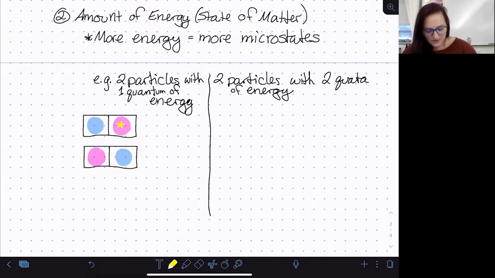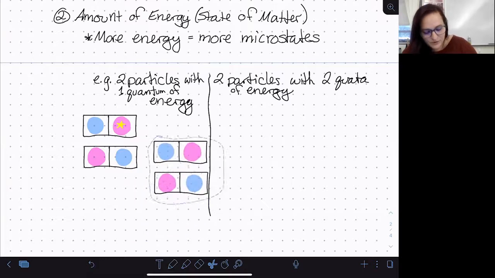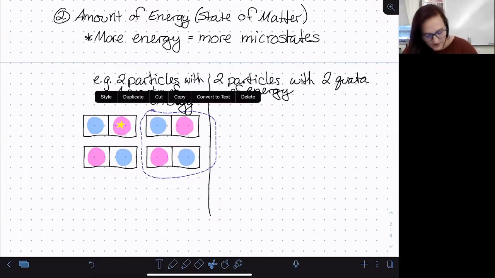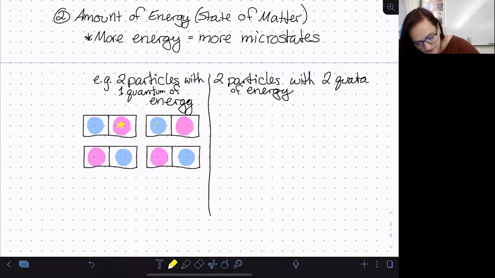I can have that energy on the blue particle, or I can have that energy on the pink particle. Those are different microstates. So for the same arrangement of particles, blue on the left, pink on the right, these 2 pictures have the same arrangement of particles, but they have a different arrangement of energy. I can either have the energy on the pink or the energy on the blue with my particles arranged this way. Those are now 2 different microstates because the energy is arranged differently between them.